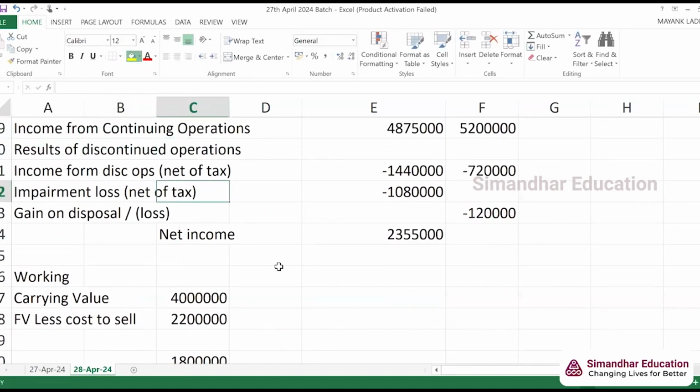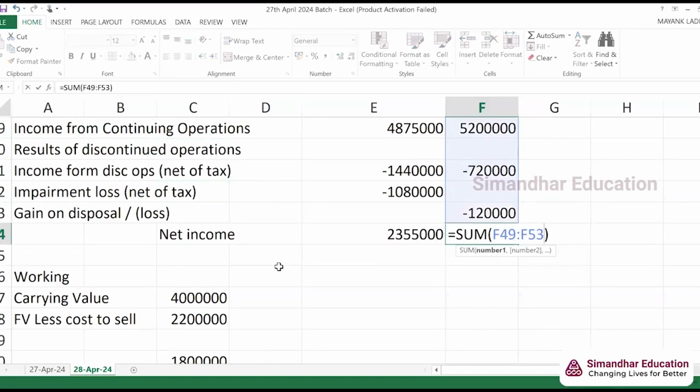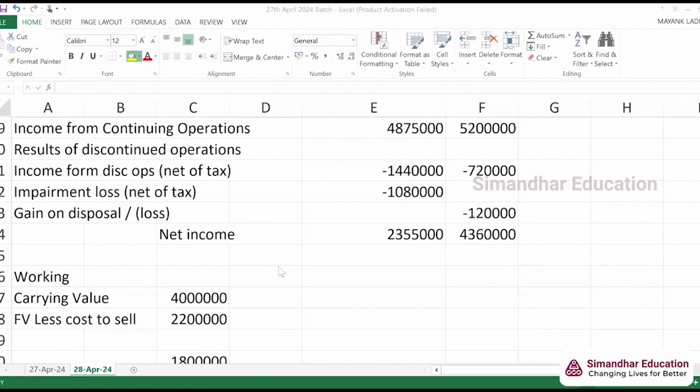So the net income, you can just use Control R, it will copy it. But one more sheet you need to update. So 436 is the net income. Okay. So that is how we calculate impairment, discontinued operations related aspects.